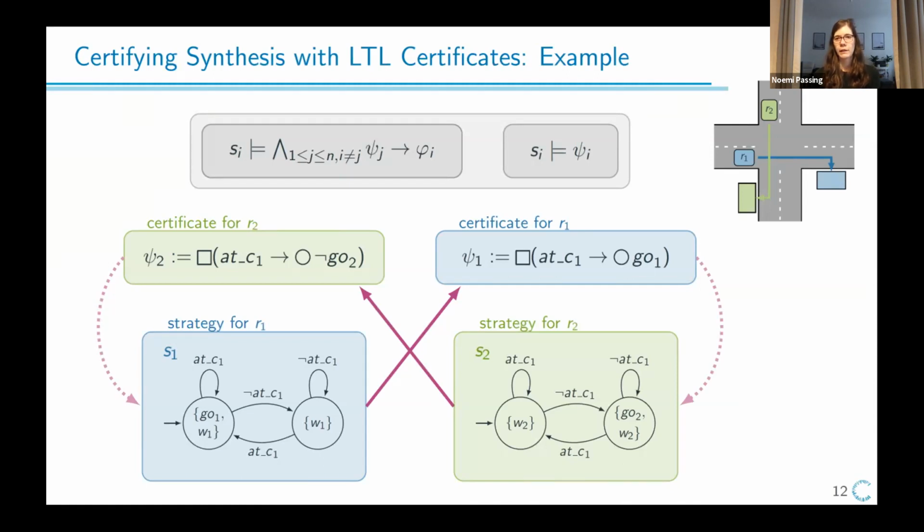And indeed, the parallel composition of these strategies is just a strategy that emits both warning signals at every step, and that lets R1 move forward if R1 is at the crossing and lets R2 move forward otherwise. So we don't have a crash there. Both robots are able to cross the crossing and both robots emit the warning signal. So this satisfies our whole specification.